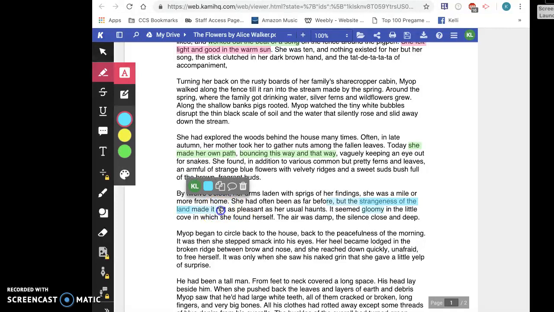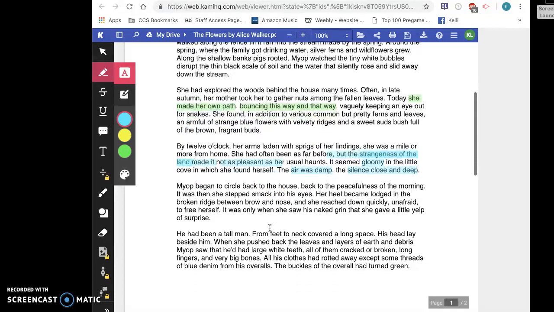Oh, I didn't pick that up. I'm sorry. Not as pleasant. It's gloomy. The air is damp. And its silence is close and deep. Everything about this area is different than where she was before, because she's in an area that she's never been to before.